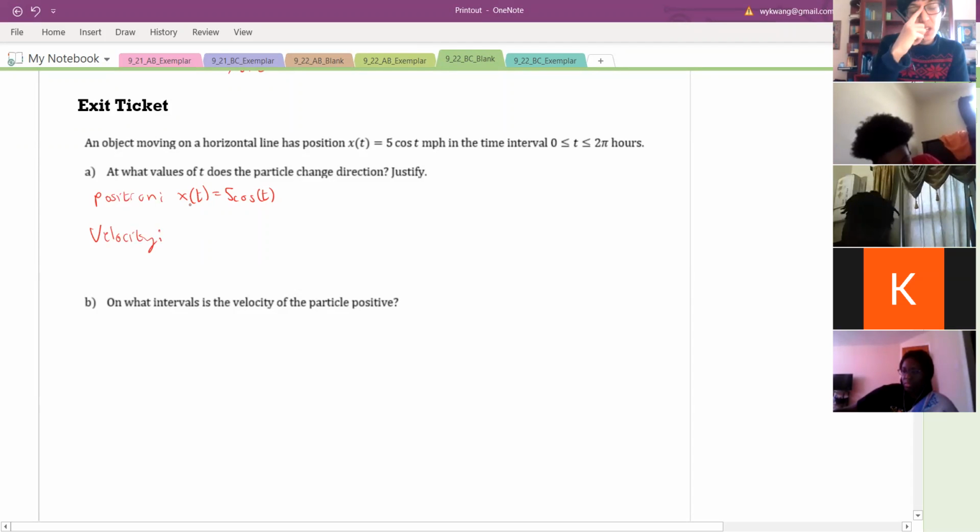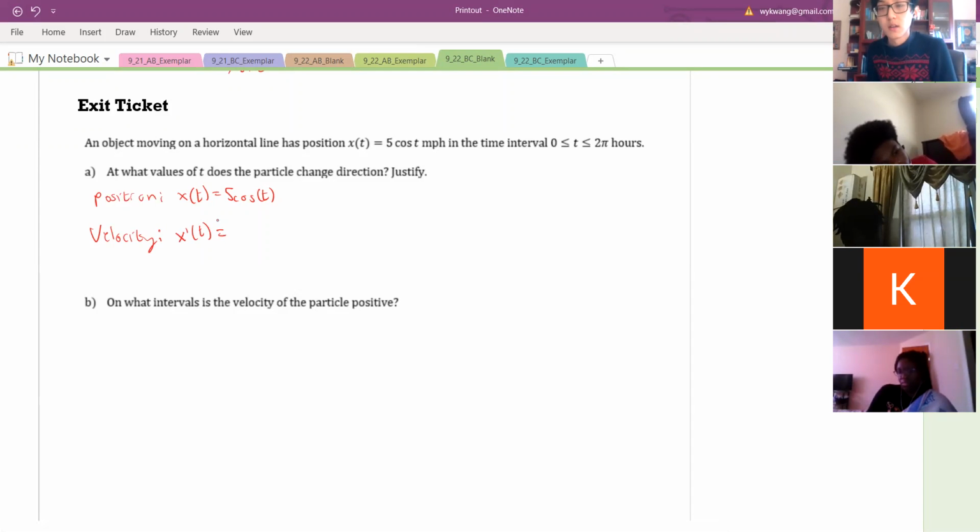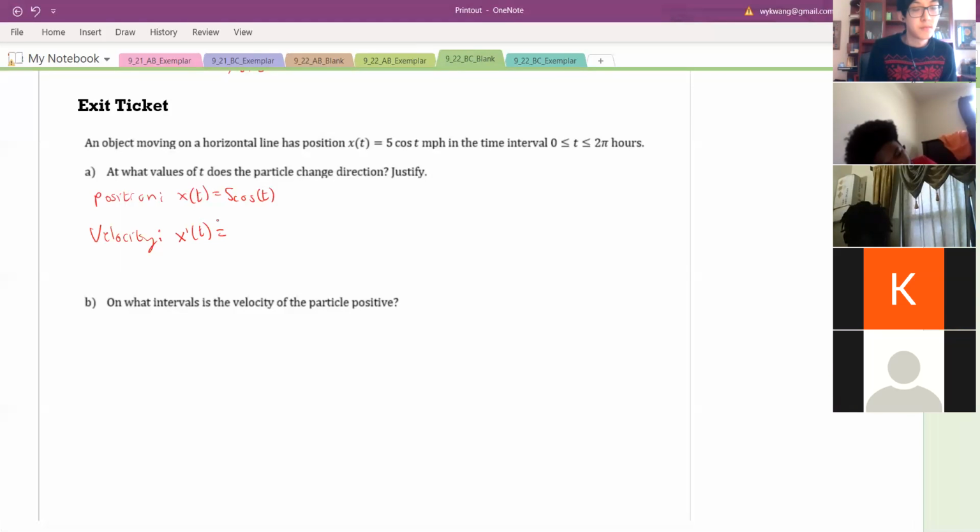And can someone come off and tell us what x prime of t is equal to, because that's what velocity would be equal to? So taking the derivative of 5 cosine of t. Daniel? Gonna be -5 sine t. Yep, that's exactly right. So -5 sine of t.